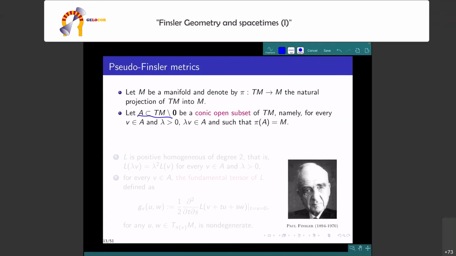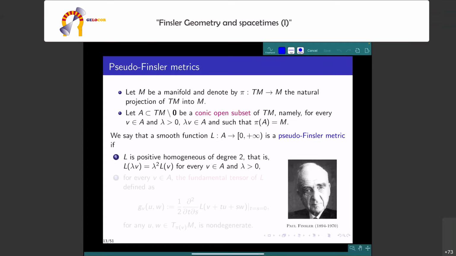Okay, so our function is going to be defined here in this subset A, and it is smooth because we are excluding the zero section. Okay, because on the zero section it cannot be smooth if it is not semi-Riemannian. So it is a smooth function. Here, sorry, because there's a mistake. This is not 0 plus infinity, it is R. Okay. So it is positive homogeneous of degree 2.